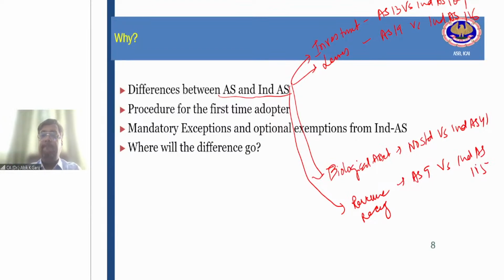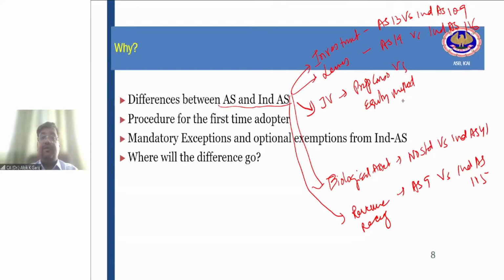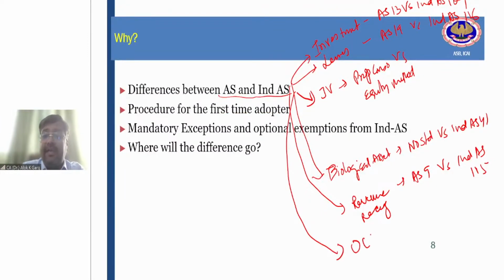Any other difference? Difference in consolidation of JV, joint venture consolidation: proportionate consolidation under AS 27 versus the equity method, so AS 27 versus Ind AS 28, right? Any other difference? OCI, it's a new component under Ind AS which is not there in accounting standards. Yes, OCI is one of the biggest differences. No concept of OCI versus Ind AS 1, where there is a concept.